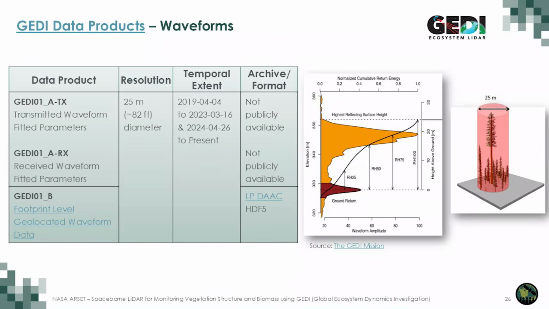So the waveforms, as we detailed in part 1, are the basis for all of the other GEDI metrics and estimations. The original transmitted and received waveform data, which are shown as TX and RX and not publicly available, are geolocated to Earth's surface and made available as a Level 1B product. We went over how to access this in part 1.